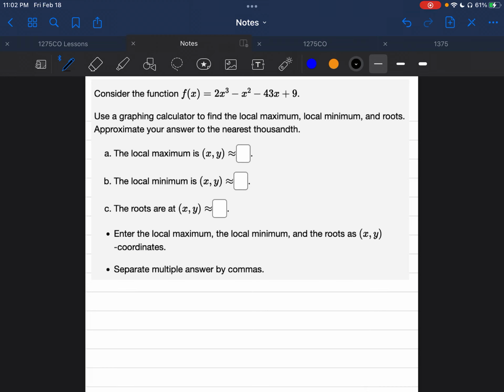This lesson is going to be on using a graphing calculator. We have a problem here from WebWork that asks for a couple of items. First of all, this is the function that we're going to be looking at, and it's asking for a couple of things: the local maximum, local minimum, and the roots.